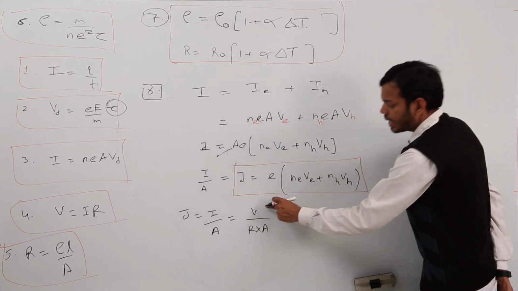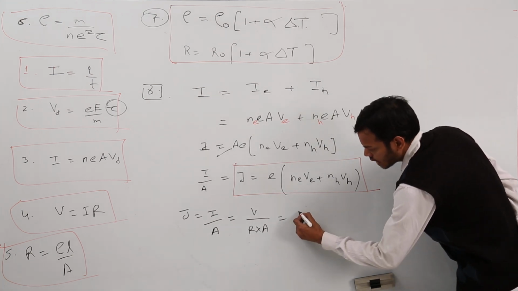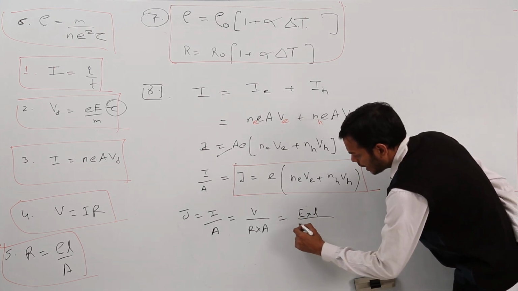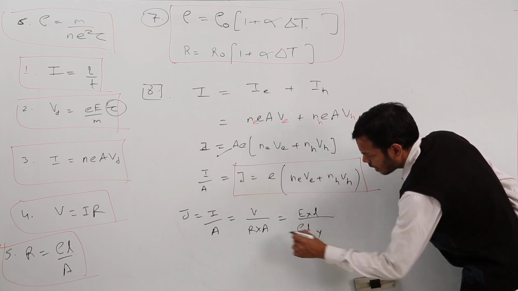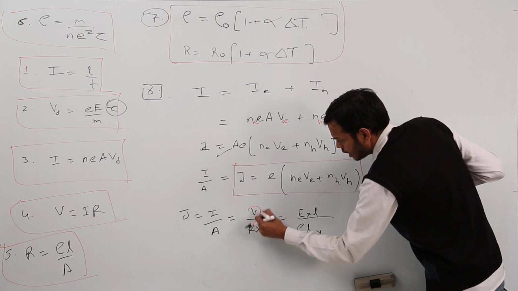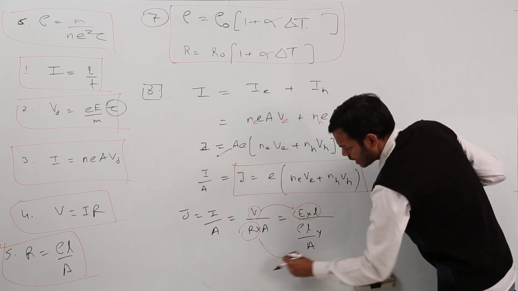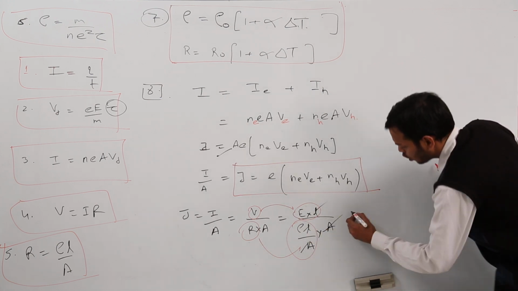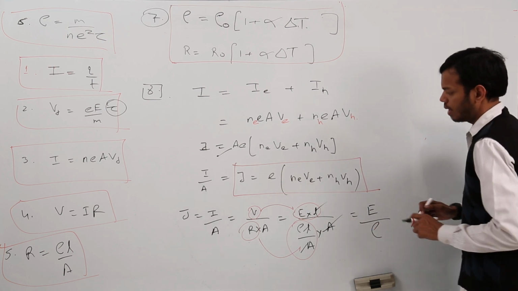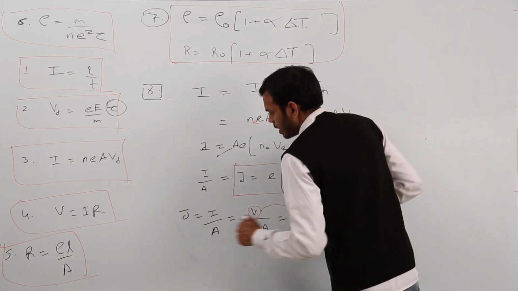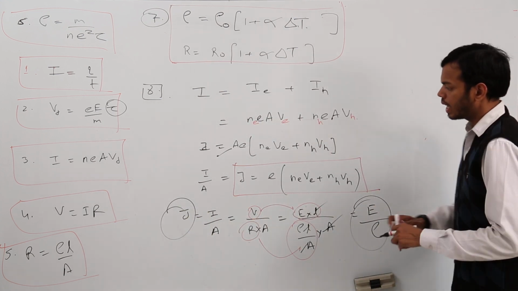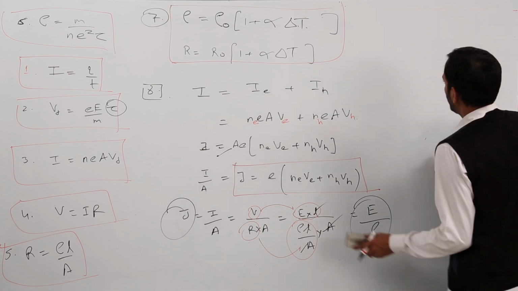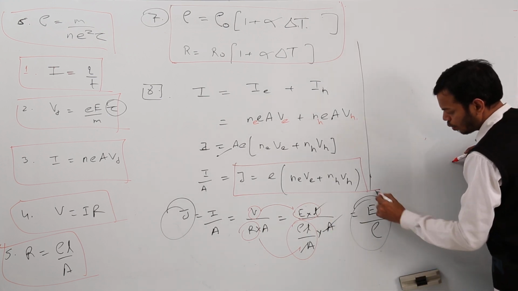So I equals V upon R into A. V is in terms of electric field: E into L, since E was V upon L. Similarly, R is rho L upon A. This V is changed into this, and this R is changed into this part, into A. This A cancels out, this L cancels out. You are left with electric field upon resistivity. So current density is equal to electric field upon resistivity. I'm not going to remove anything right now.